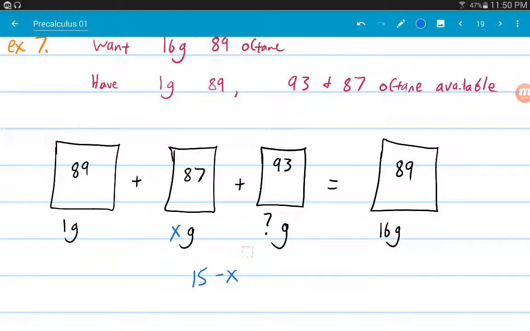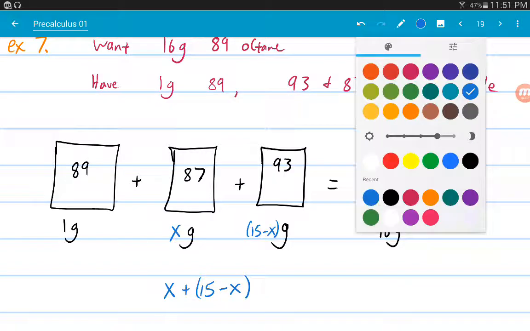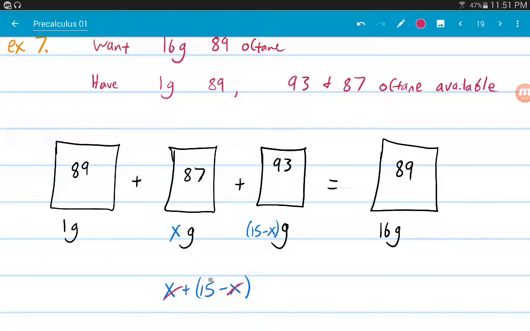So what I'm saying is, if this is going to be X, then this one needs to be 15 minus X. Because if I took those, X plus 15 minus X, and I added those up, X's cross out, and oh look, I've got 15 gallons. So these two add up to 15 gallons, that's confirmed, so good on us for that. Now let's see. Like I said, these are percentages, so let's think of this as 0.89 and 0.87 and 0.93 and 0.89.